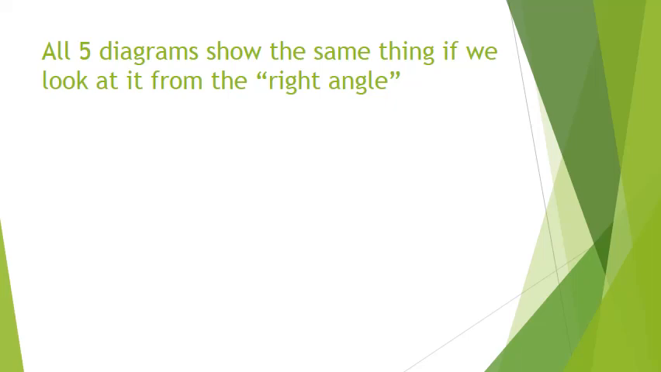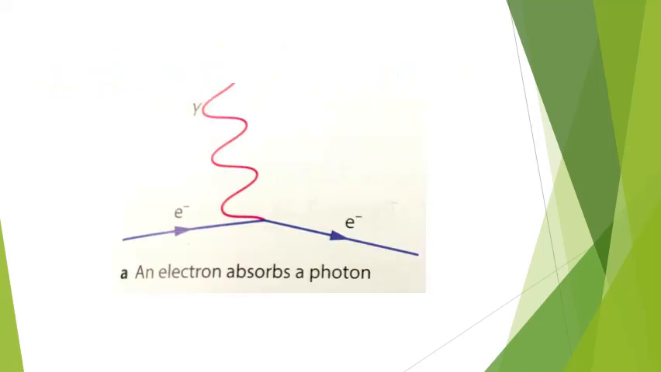Now, the diagrams that I'm about to show you, the next 5, show the same thing if we look at it from the right angle. So, in other words, here, let's say you have an electron, right, and it absorbs a photon. Well, if it does that, it's kind of like a collision. These two collide together, they move off together, right? And so you've got that.